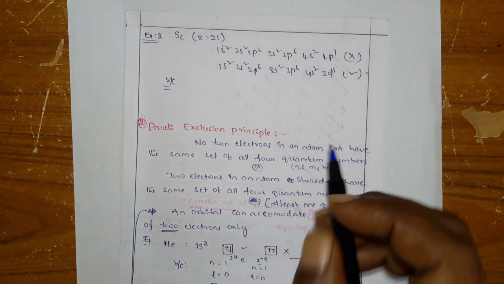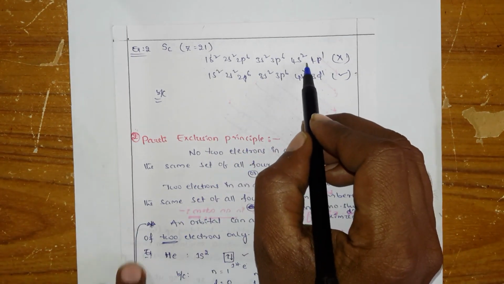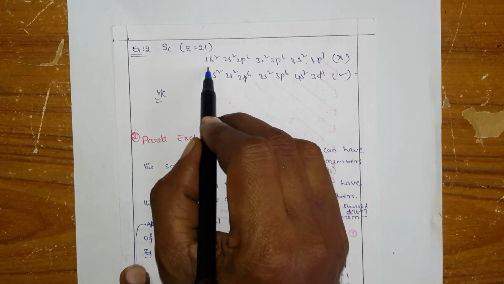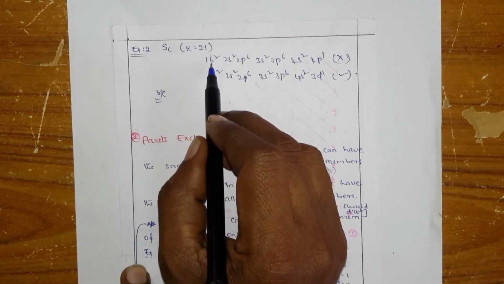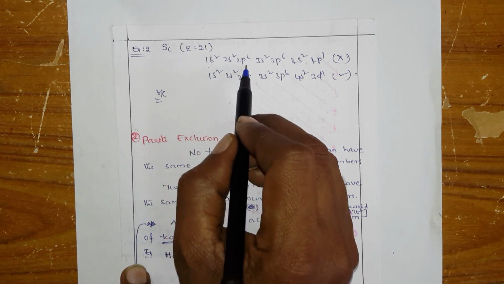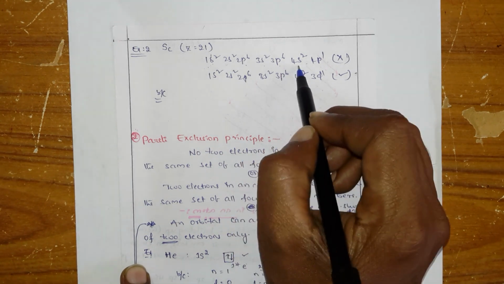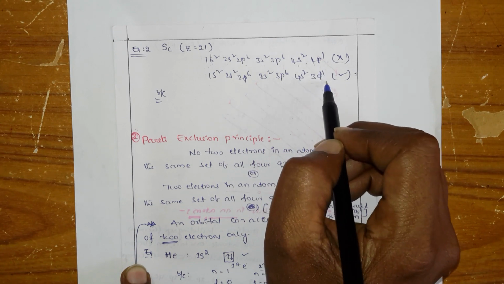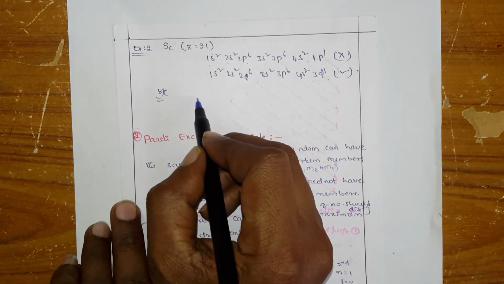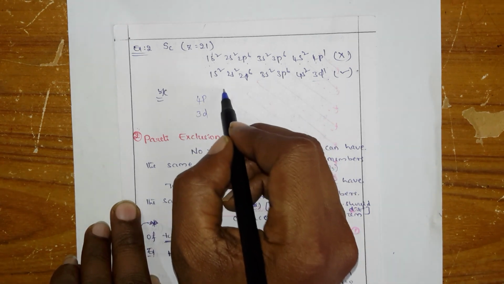Atomic number is 21. So the maximum is the fourth shell, right? So you have to count 21 electrons: 1s2, 2s2, 2p6, 3s2, 3p6, 4s2. Is it 4p1? No, it is 3d1. Because when you see the 4p and 3d, what is the n plus l value?